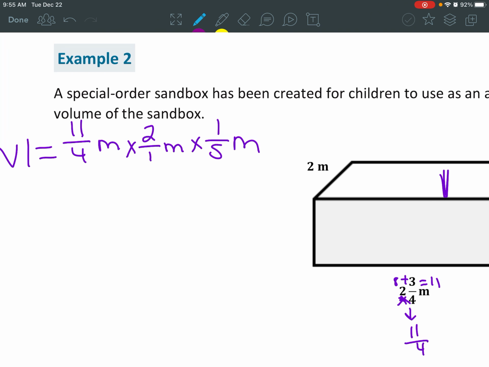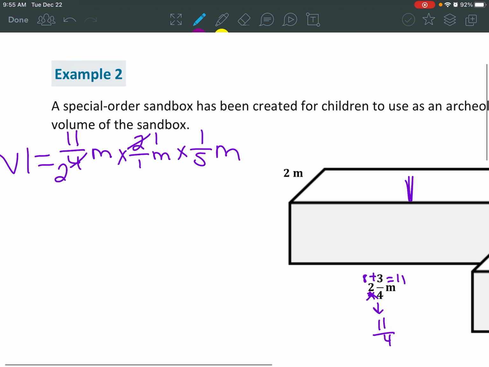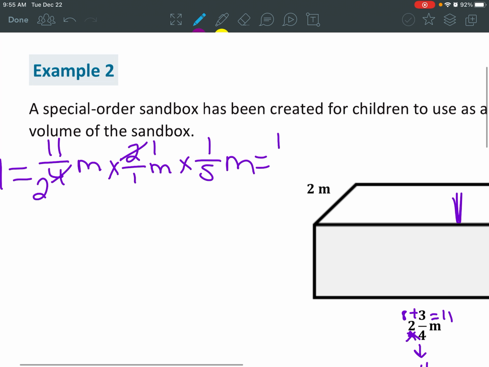Okay, can we cross cancel anything? Yes, our 2 and our 4. Our 2 would become a 1 and our 4 would become a 2. So 11 times 1 times 1 equals 11. And 2 times 1 times 5 is 10. So it'd be 11/10 meters cubed.